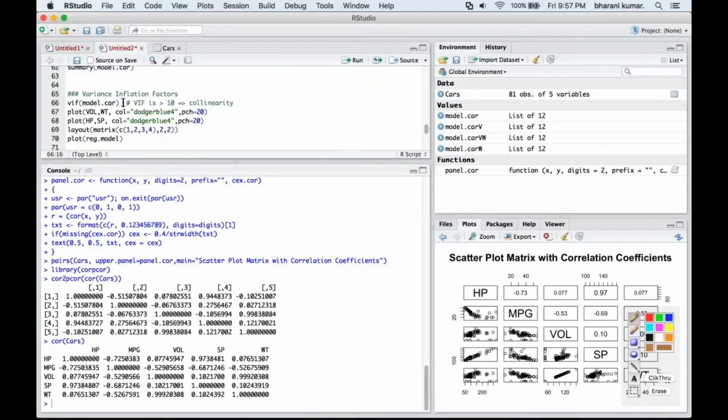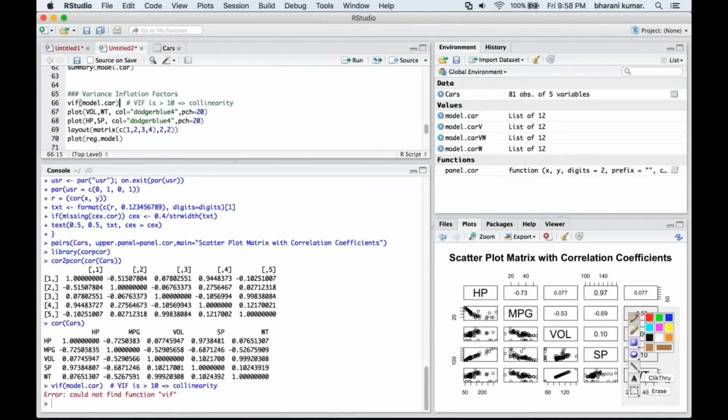There is something called VIF, variance inflation factor. If this value is greater than 10, that means there is a collinearity problem. This is a formal way to assess the collinearity. So let me run this VIF.